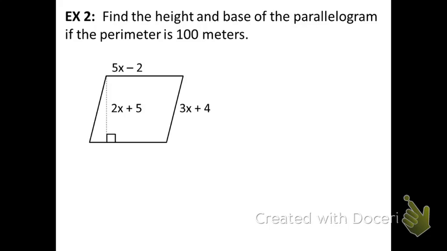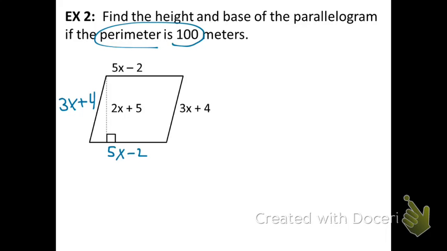Okay, example 2 says find the height and the base of the parallelogram if the perimeter is 100 meters. We're going to start out by labeling these other sides, 3x plus 4, because opposite sides are congruent. And the bottom is 5x minus 2. It tells you that the perimeter is 100 meters.